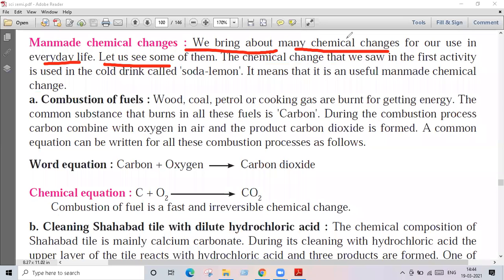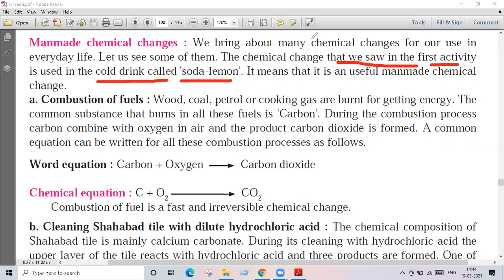Okay. So the chemical change that we saw in the first activity was the cold drink, soda, lemon. It means that it is a usual man-made chemical change. We have all had soda, any cold drink we drink, right? First one is combustion of fuel.